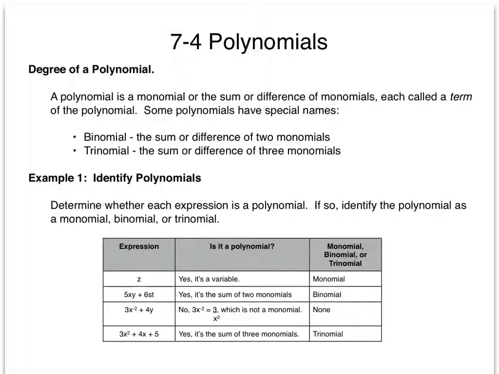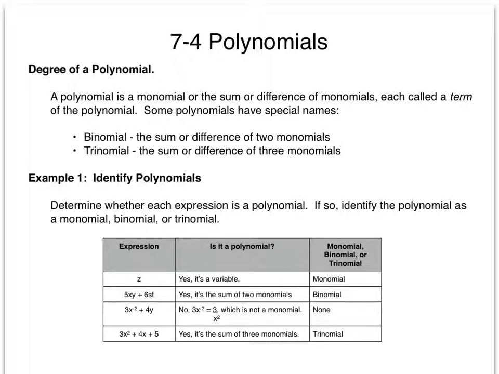In example 1, we're going to identify polynomials. Determine whether each expression is a polynomial. If so, identify the polynomial as a monomial, binomial, or trinomial. So the first expression is z, and yes, this is a polynomial because it's a variable, and its special name is monomial because it has one term.